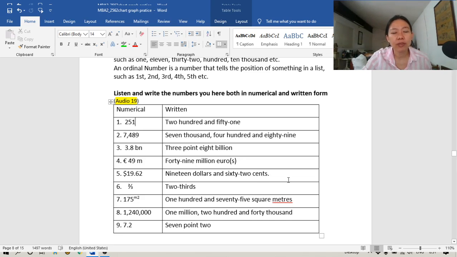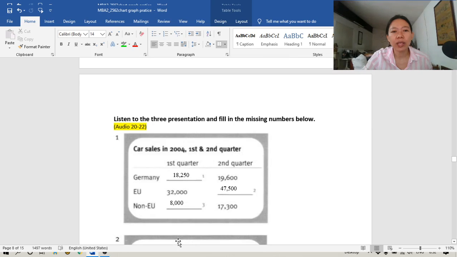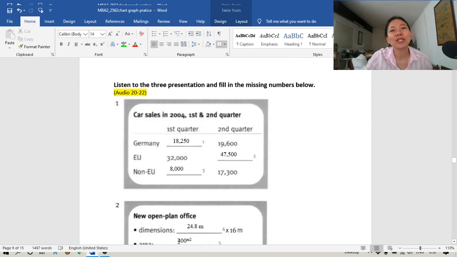And then again, another amount of money, $19.62. Then we have a fraction, 2/3. Next is 175 square meters. And next is the big number, 1,240,000. And then the decimal point, 7.2. So congratulations if you get it all right. Next is another listening exercise.